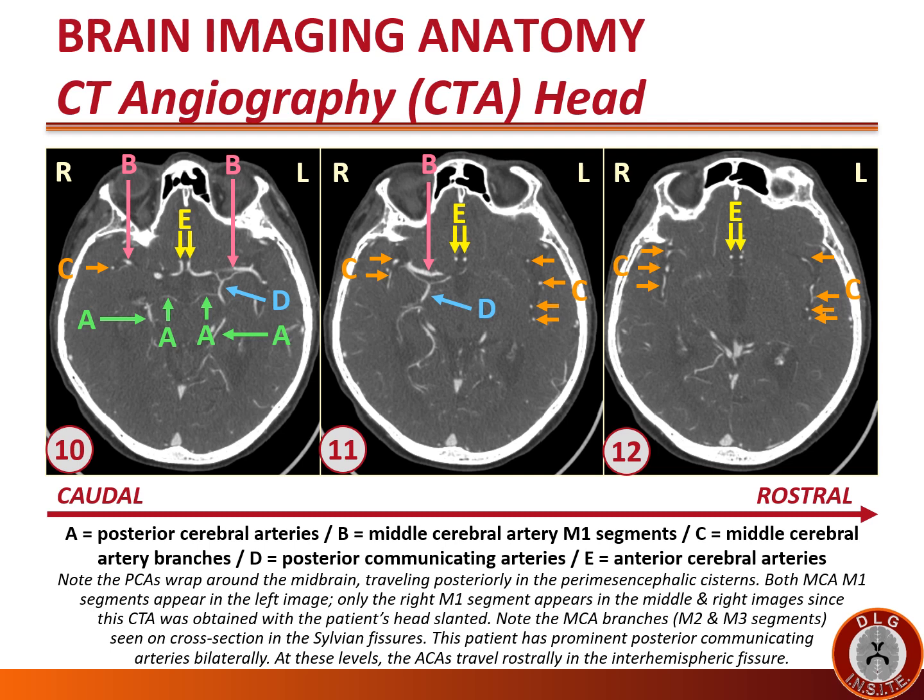Both MCA M1 segments appear in the left image, the caudalmost image. Only the right M1 segment appears in the middle and right images, since the CTA was obtained with the patient's head slanted. Note the MCA branches, the M2 and M3 segments, seen on cross-section in the sylvian fissures. This patient has prominent posterior communicating arteries bilaterally. At these levels, the anterior cerebral arteries, or ACAs, travel rostrally in the interhemispheric fissure.